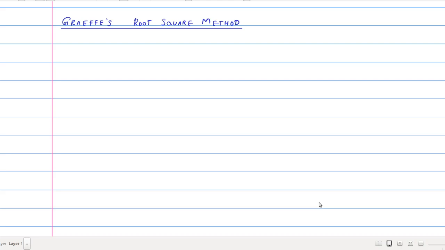The other methods we have seen will give only one root of the equation, but this is capable of giving approximate values of all the roots of the polynomial equation. So I'll explain this with an example.